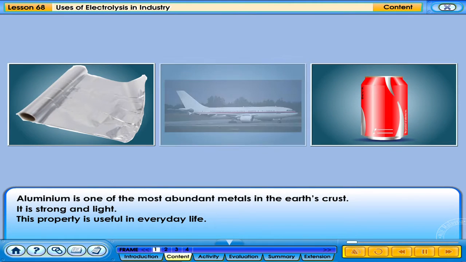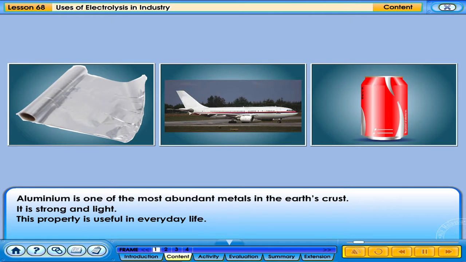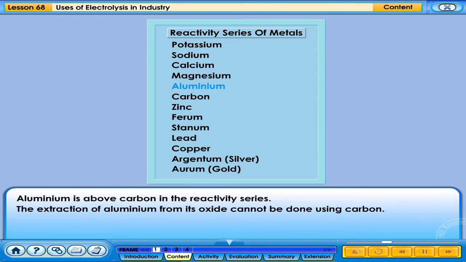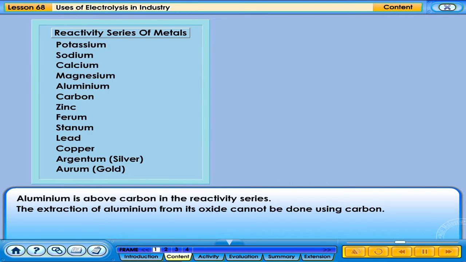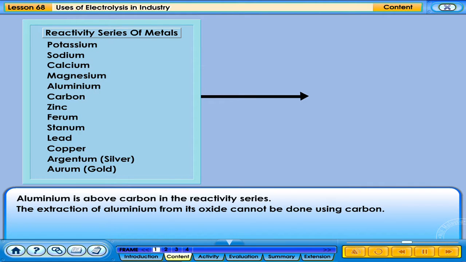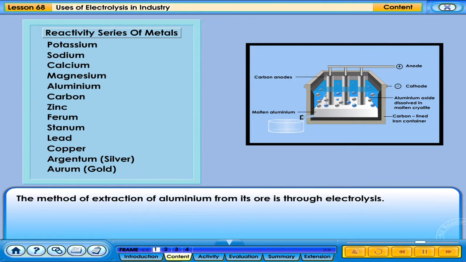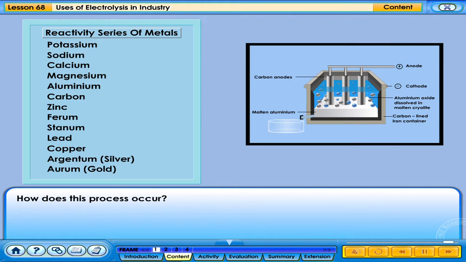Aluminum is one of the most abundant metals in the Earth's crust. It is strong and light. This property is useful in everyday life. Aluminum is above carbon in the reactivity series. The extraction of aluminum from its oxide cannot be done using carbon. The method of extraction of aluminum from its ore is through electrolysis. How does this process occur?